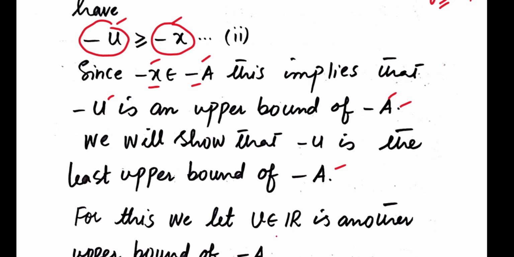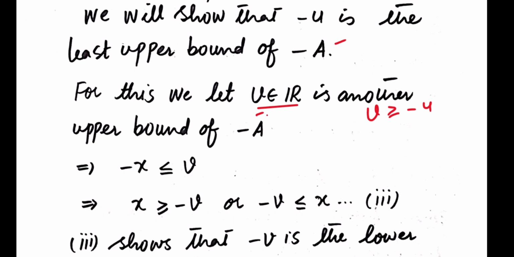For this, we let v belong to R be another upper bound of minus a, and we will show that v is actually greater than or equal to minus u. Since v is another upper bound of minus a, by definition of upper bound, v should be greater than or equal to every element of minus a. The elements of minus a are of the form minus x. So all minus x are less than or equal to v. Multiply on both sides by minus, we have x greater than or equal to minus v. This shows that minus v is less than or equal to x.